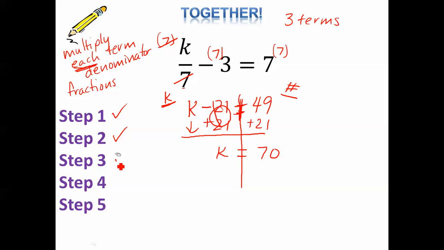We are now separated. And because there's no number next to K, we don't have anything to divide by. And because K is not squared, step 5 is also done. So this one is solved. K equals 70.